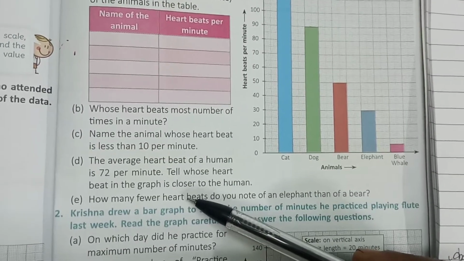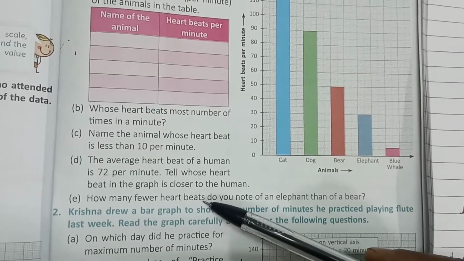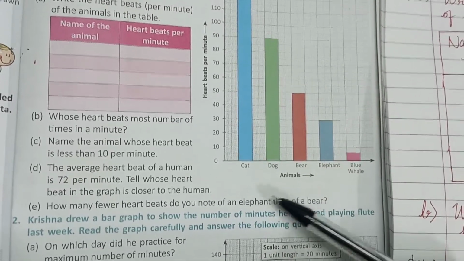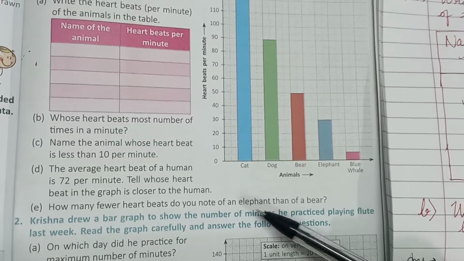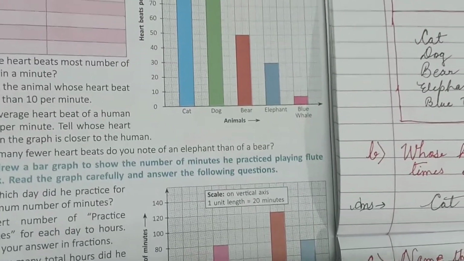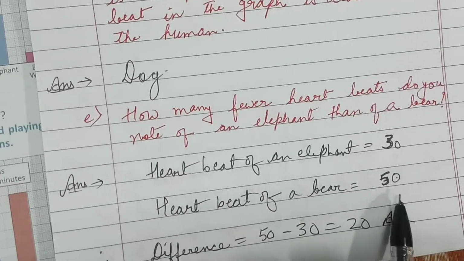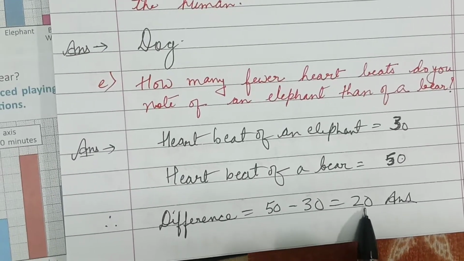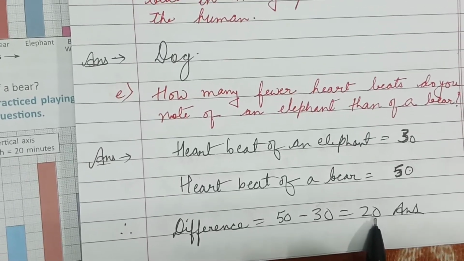Now question number E. How many fewer heartbeats do you note of an elephant than of a bear? So children, you find the heartbeat of elephant, heartbeat of bear and find the difference. So children, you will just subtract it. The heartbeat for elephant is your 30 and the heartbeat for bear is your 50. So subtract and find the difference. Answer will be 20. Now moving to question number 3.